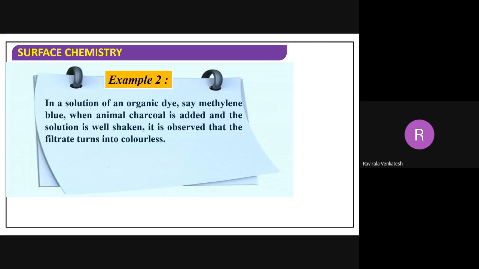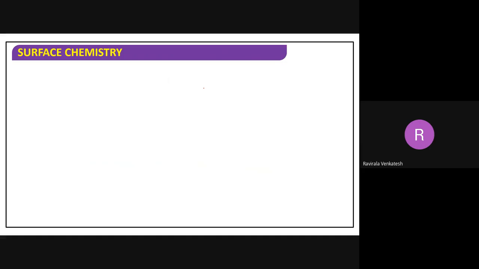Example 2: if you take a solution of an organic dye, like methylene blue, and animal charcoal is added and the solution is well shaken, the filtrate turns colorless. Which organic dye have I taken? Methylene blue. The solution converts into colorless because the dye giving the color is adsorbed by charcoal. Now charcoal is the adsorbent, and the organic dye is the adsorbate here. Adsorption phenomena took place here.